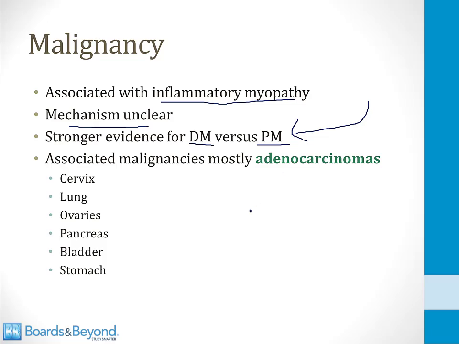And the type of malignancies that occur are usually adenocarcinomas. So patients with these disorders can develop adenocarcinoma of the cervix, lung, ovaries, pancreas, bladder, stomach, and even some other organ systems. And you want to remember this for Step 1. It commonly comes up on exams. And that concludes our video on muscle disorders.